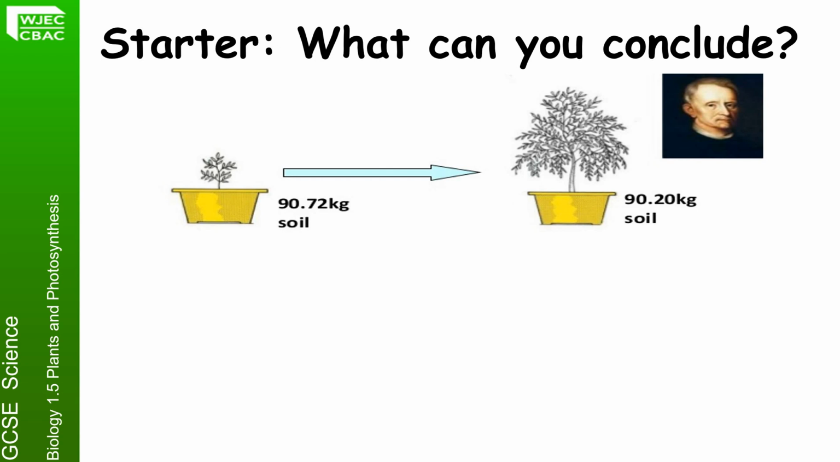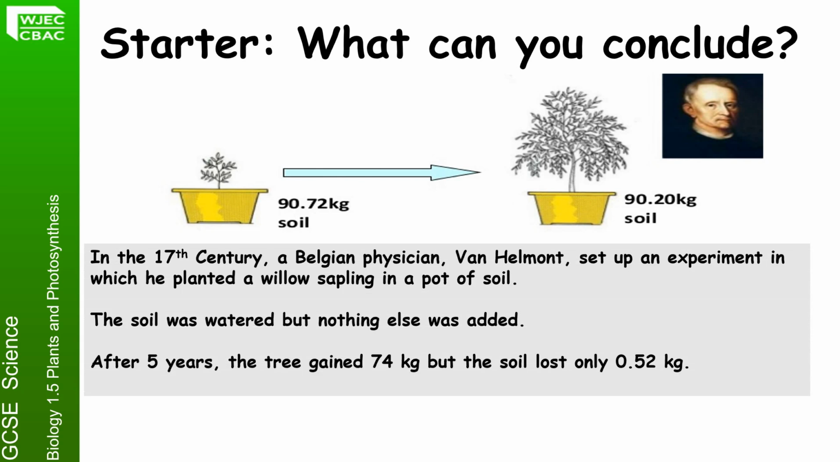The willow sapling and the soil, when he planted them together, had a total mass of 90.72 kilograms. He then watered the sapling over the process of about 5 years, and he noticed that the tree gained 74 kilograms, but the soil only lost 0.52 kilograms. So if we look here, we can see the mass of the soil was 90.72. The mass of the soil after 5 years was 90.20. So 90.72 minus 90.20 gives us 0.52 kilograms.